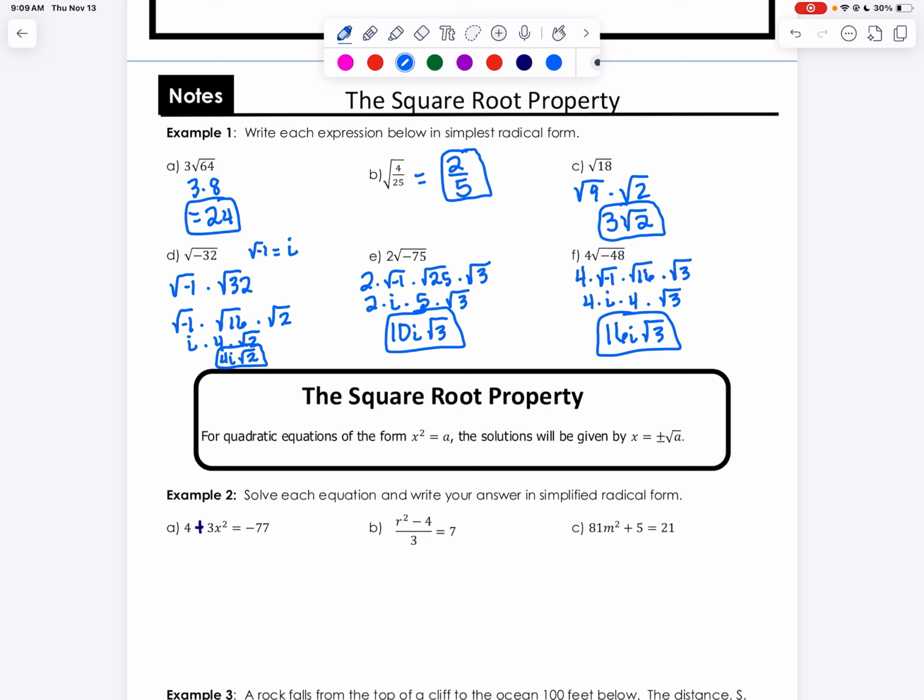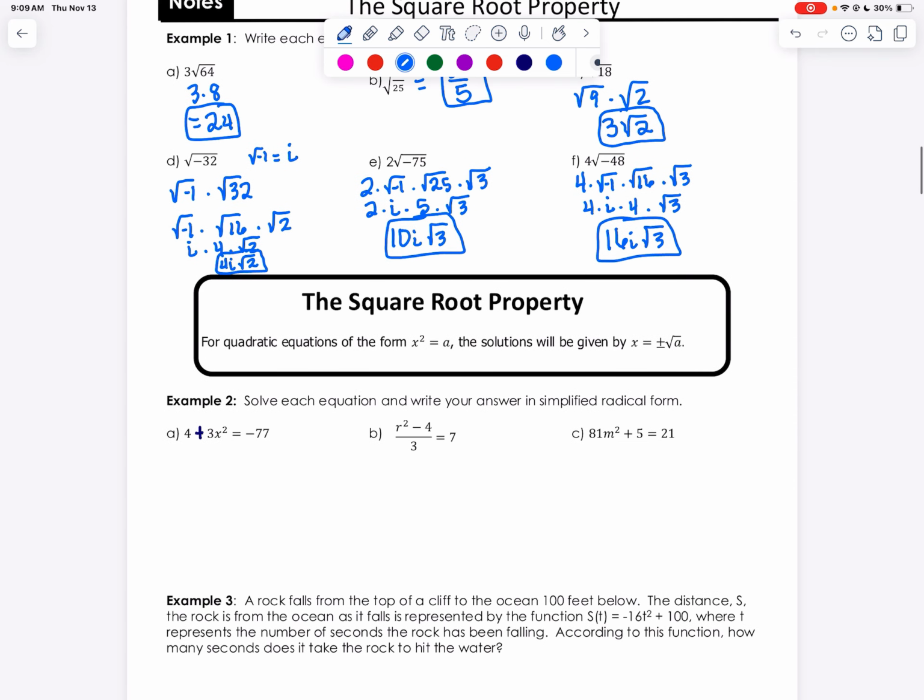All right, now let's look at the square root property. For quadratic equations of the form x squared equals a, the solutions will be given by x equals plus or minus the square root of a. So the square root property only works on problems that can be written in the form x squared equals 16 or x squared equals 24. There can be no bx term when you're solving problems with the square root property.